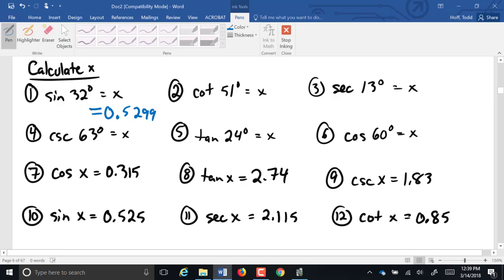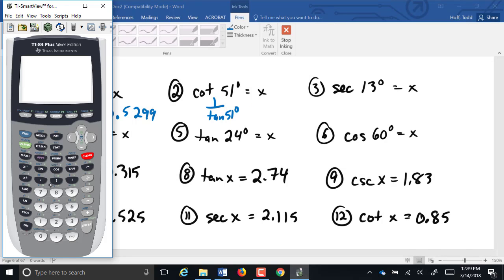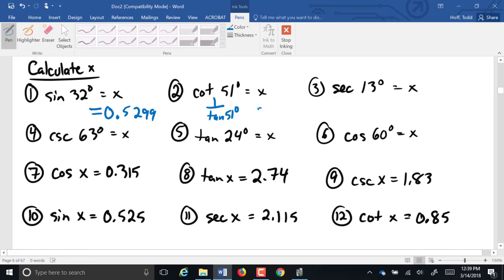Cotangent. Now remember, the cotangent is 1 over the tangent of 51 degrees. So you can do 1 divided by the tangent of 51 degrees. Or a little bit shorter way of entering it is tangent of 51 and use that x negative 1. Both do the same thing. That x negative 1 is just saying 1 divided by whatever is right in front of it. So that's 0.8098.